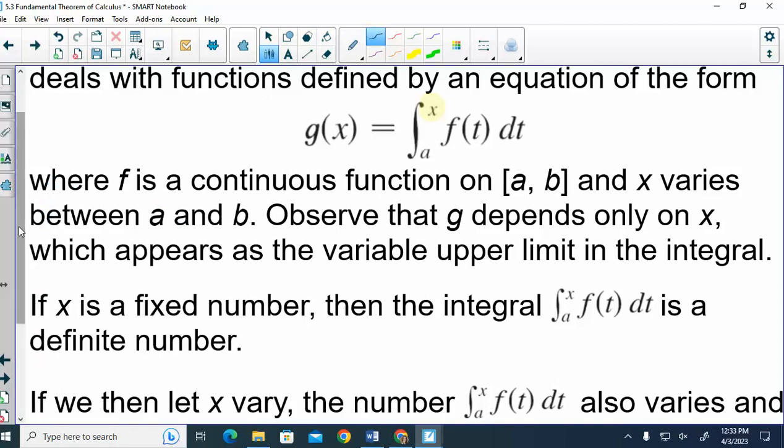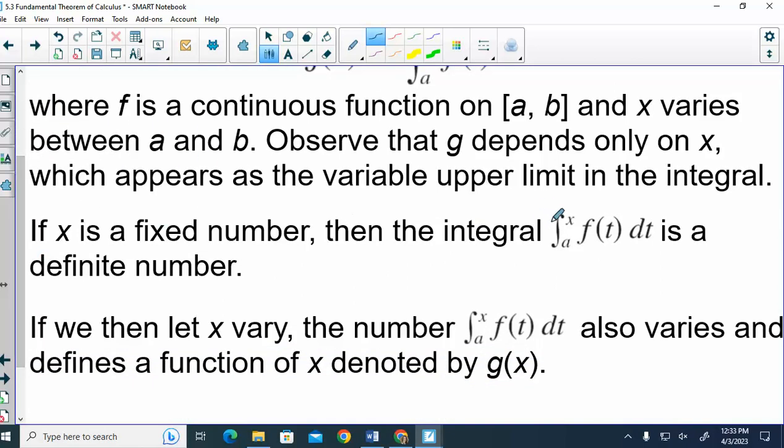So we know that if these limits are two numbers, we get a number answer, right? We do the antiderivative, we plug in those numbers, we subtract them, we get a nice number answer. But if x stays in variable form, then we're not really getting a single number for an answer, because you're plugging in an x, so you're talking about some kind of expression.